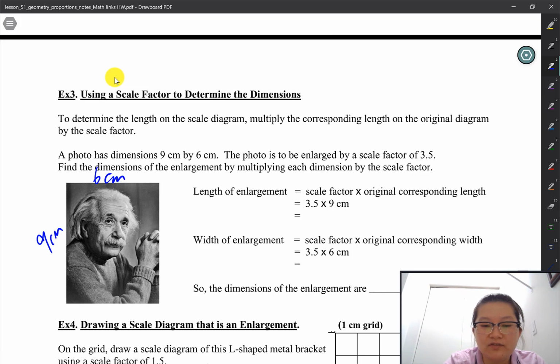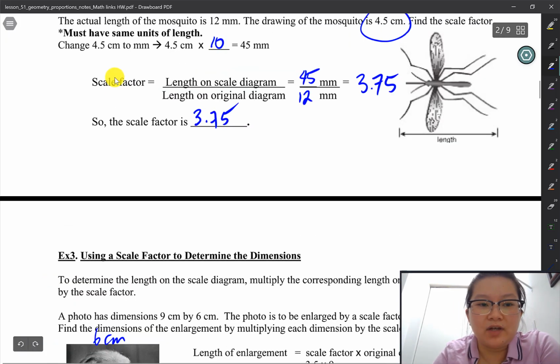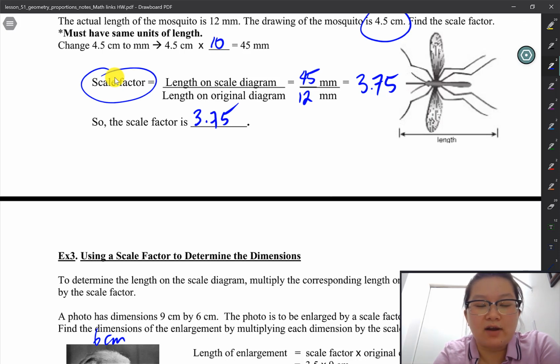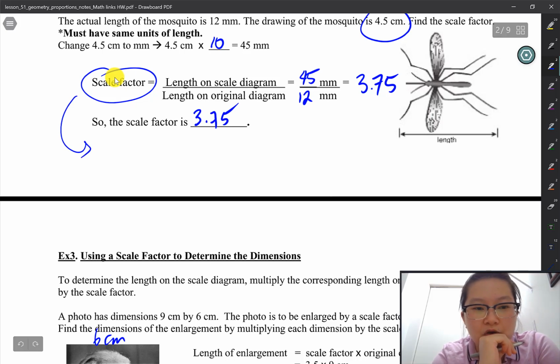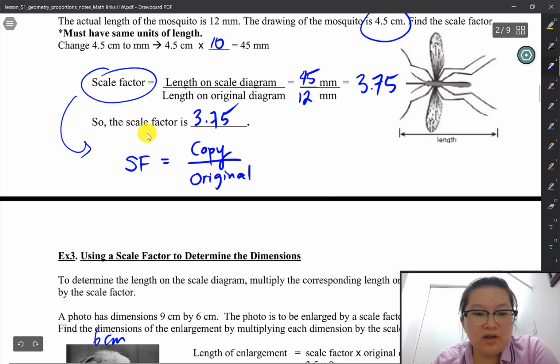To enlarge the length, the vertical one, we need to take the scale factor and multiply by the corresponding length. You might be wondering, why do I do that? Well, let's take a look at the equation above. The scale factor is the length on the scale diagram over the length of the original diagram. Let me simplify this into a simple equation for you to use. I wrote SF for scale factor, is equal to your copy divided by your original.